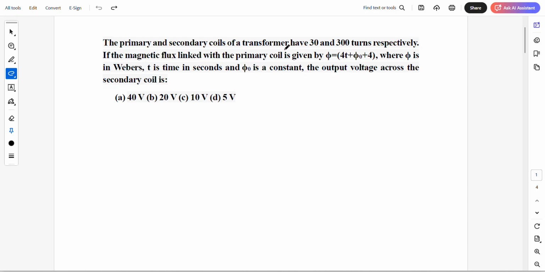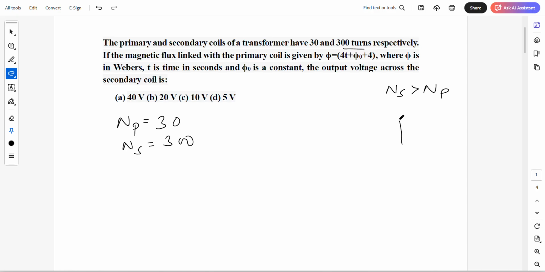The primary and secondary coils of a transformer have 30 and 300 turns. Now how much is NP? Number of turns in the primary is how much? 30, and number of turns in the secondary is how much? 300. So here NS is greater than NP.